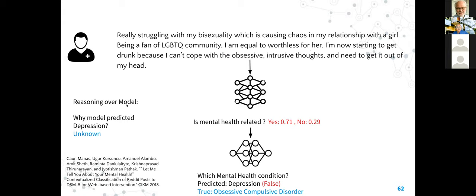Let's look at this complex statement from a Reddit post or something like that. If you ask the model, is this mental health related, and which mental health condition? Well, it will predict depression. That would be wrong. The true answer in this particular case is OCD. And why it predicted depression, it won't be able to explain.